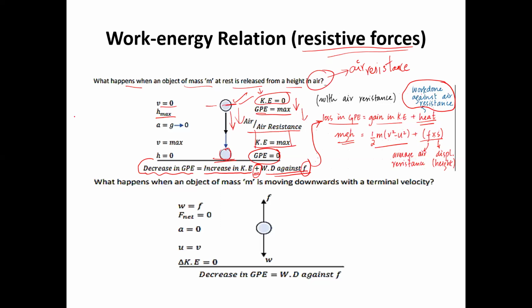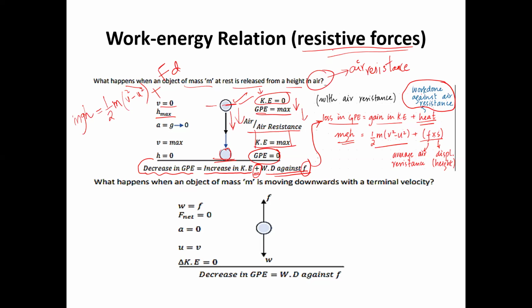Let me write it out here: there is a loss of gravitational potential energy, mgh, and a gain in kinetic energy equal to half m v square minus u square, plus the work done against the friction force, which is force into distance covered. Is this concept understandable? When there is a resistive force, what will happen?